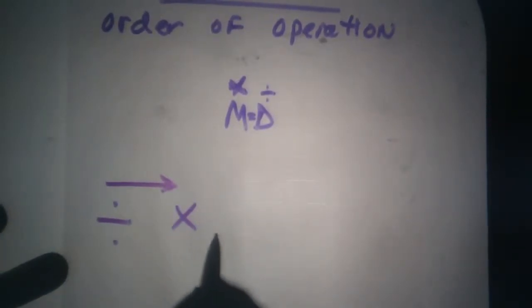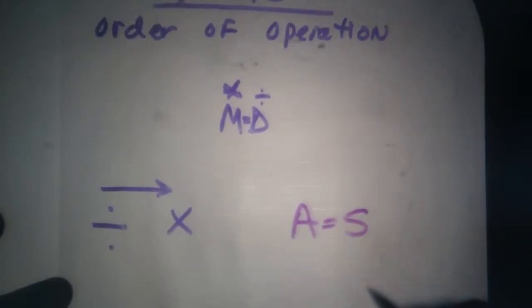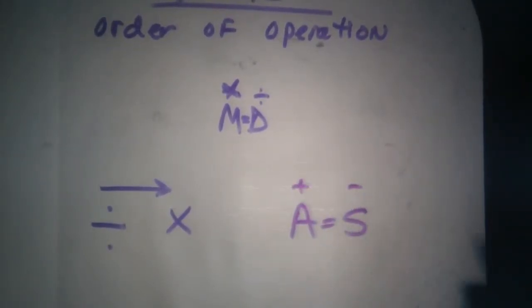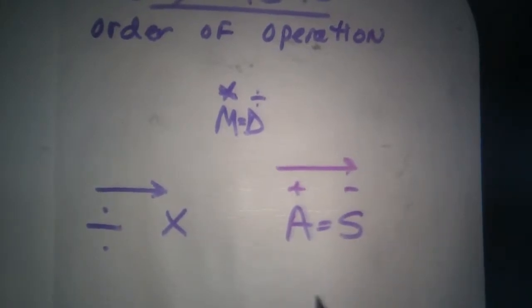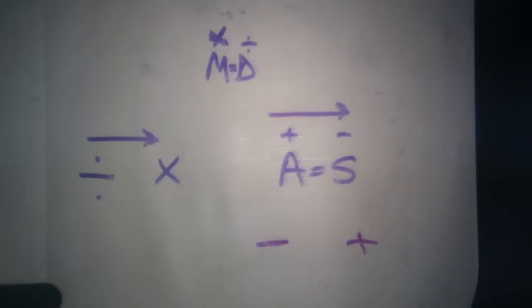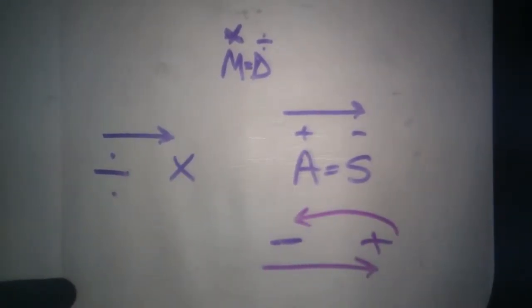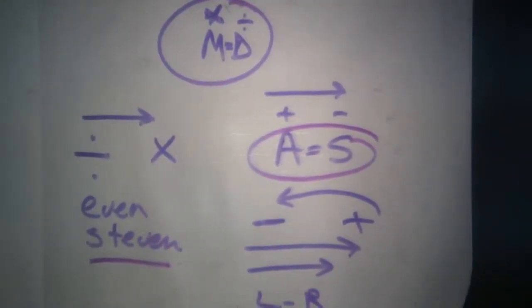You don't have to do this first, you go left to right. Same thing with addition and subtraction. They're an even Steven partnership. So you just go left to right with that calculation. Even if you have a subtraction symbol here and addition here, just go left to right. You don't have to go this way. Alright, left to right, always left to right with the even Steven. With the even Steven of multiplication and division, and addition and subtraction. Just go left to right.